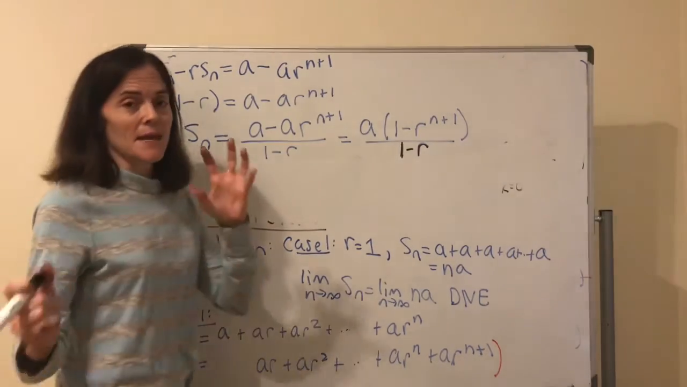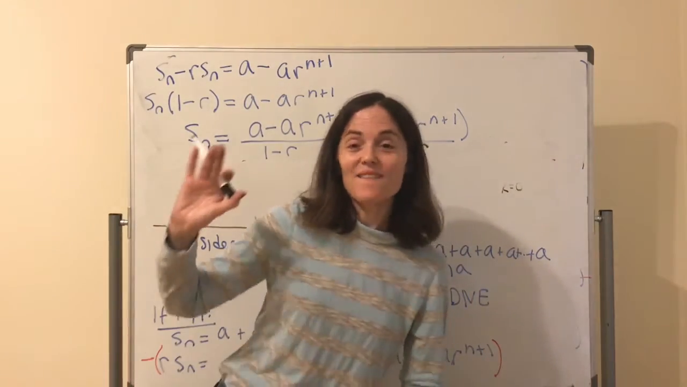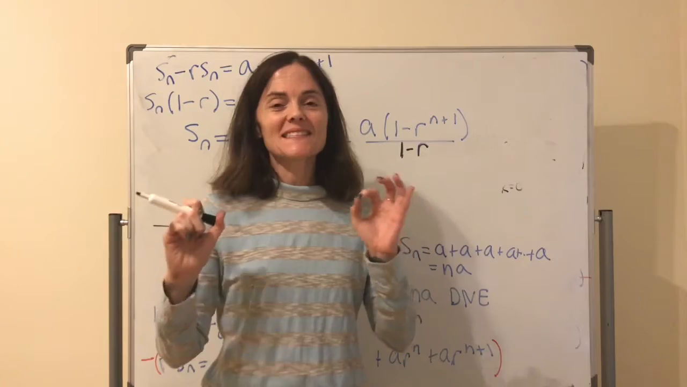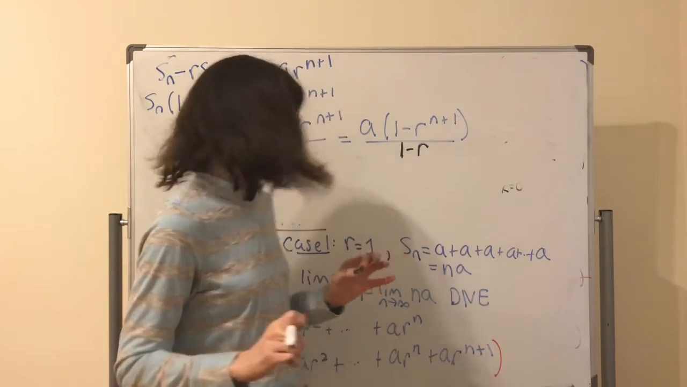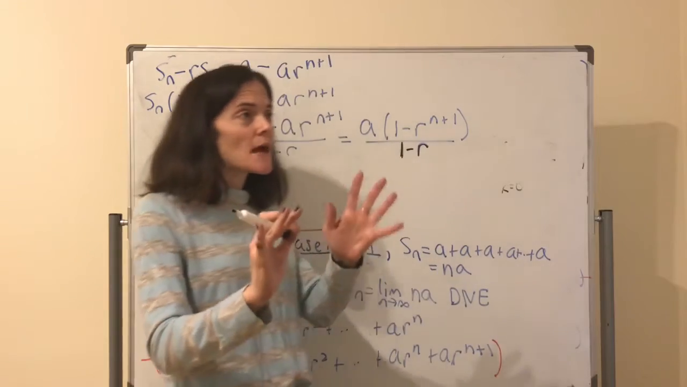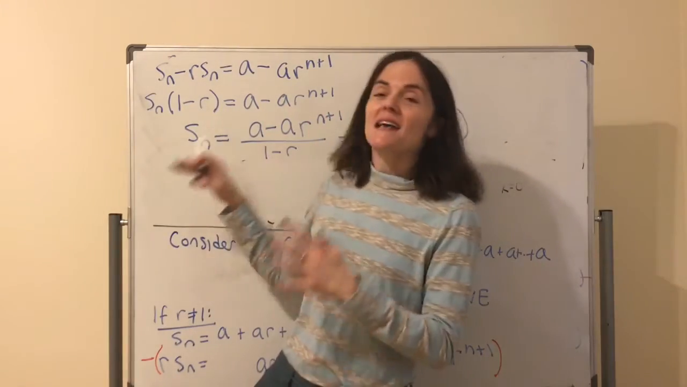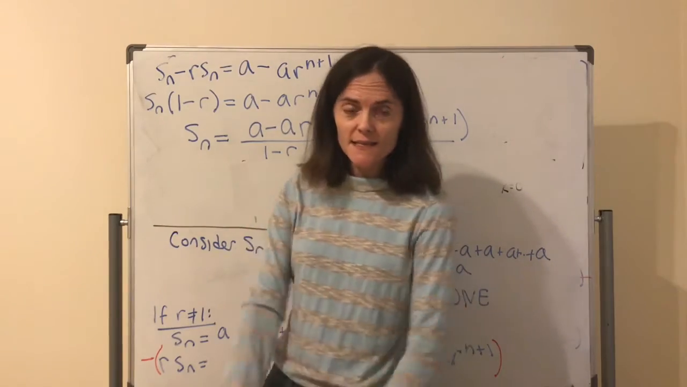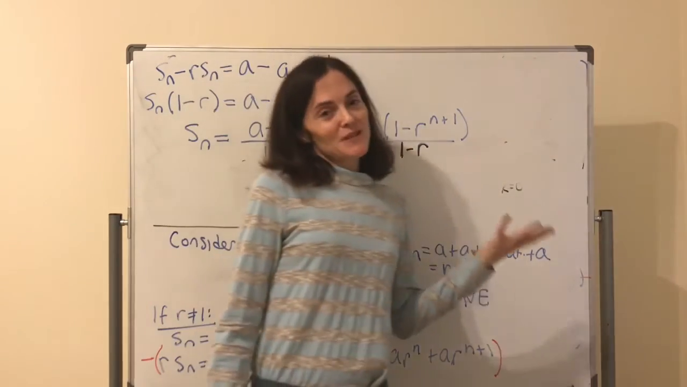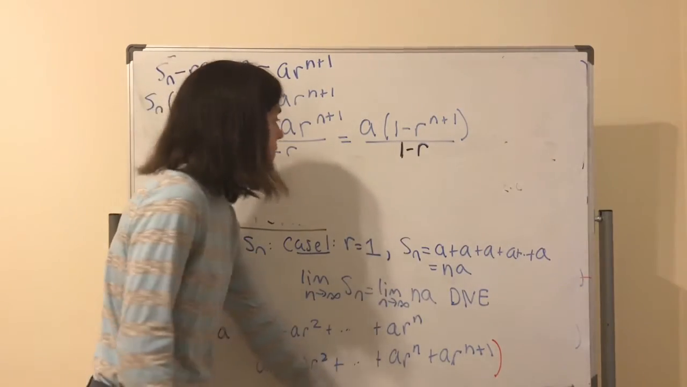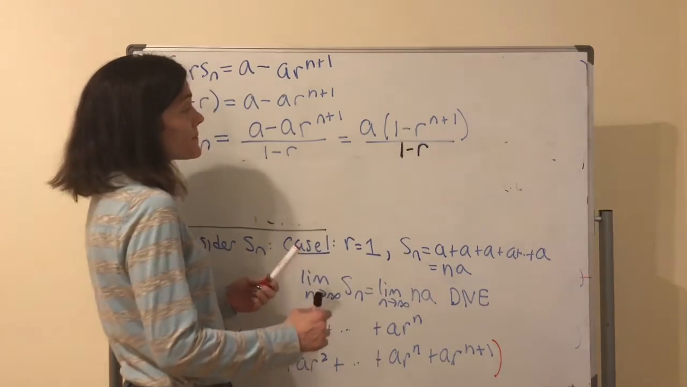If we take the limit as n goes to infinity of Sn and we get a number, this means the series converges. The geometric series converges to that number. And if I take the limit as n goes to infinity of Sn and I get does not exist, then the geometric series diverges. Okay, now, what's happening here?